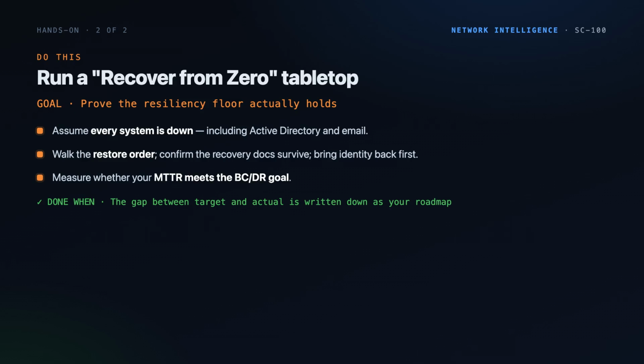Second exercise, prove the floor holds. Run a recover from zero tabletop. Assume every system is down, including Active Directory and email. Walk the restore order out loud. Confirm your recovery documents survive the scenario, and bring identity back first. Then measure whether your mean time to recover actually meets your business continuity goal. You are done when the gap between target and actual is written down, because that gap is your resilience roadmap.